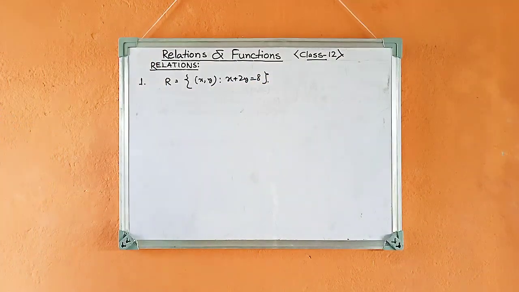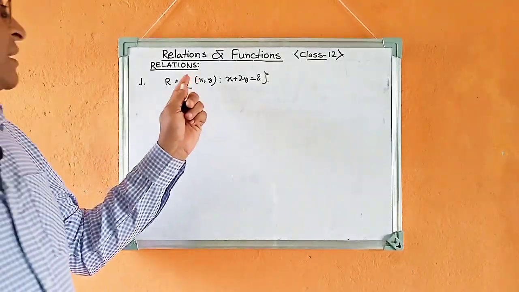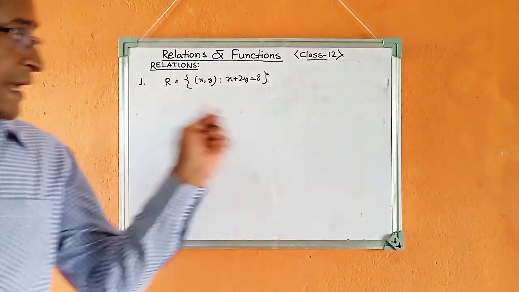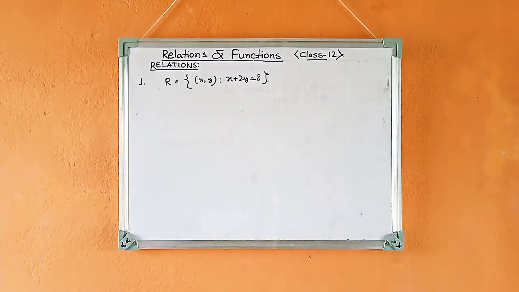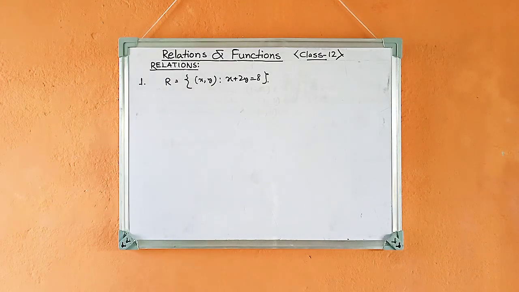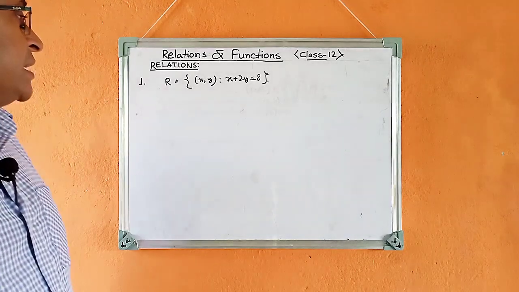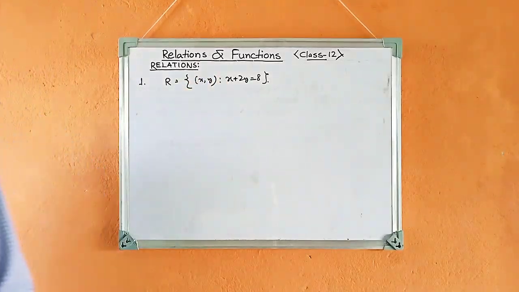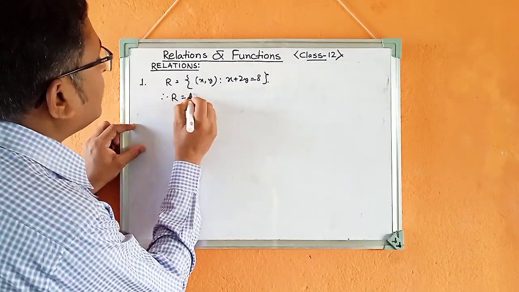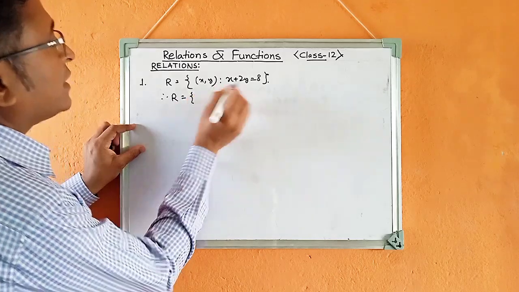is a relation on a set of natural numbers. Then write the domain, range and codomain of R. If R is {(x, y) such that x + 2y = 8 and x belongs to N}, that means the set of all natural numbers, then write the domain, range and codomain of R. Now first of all we find the relation.